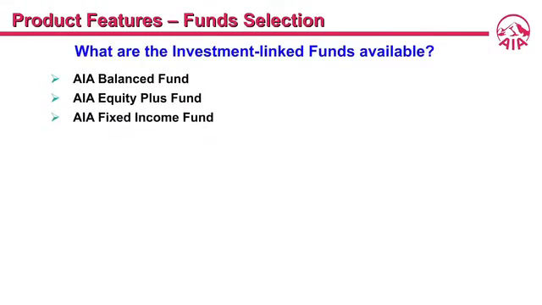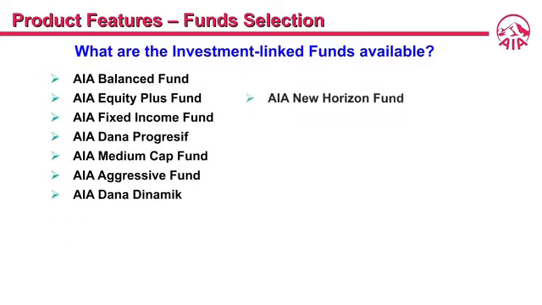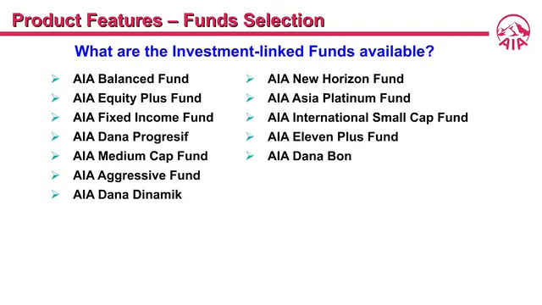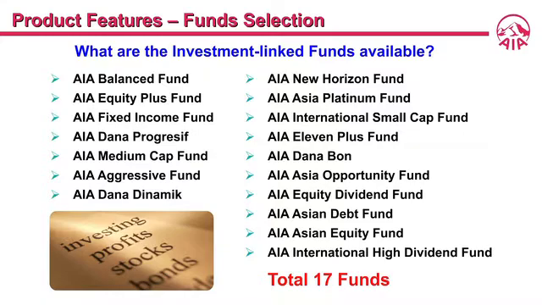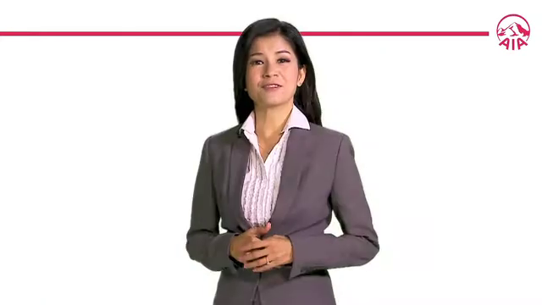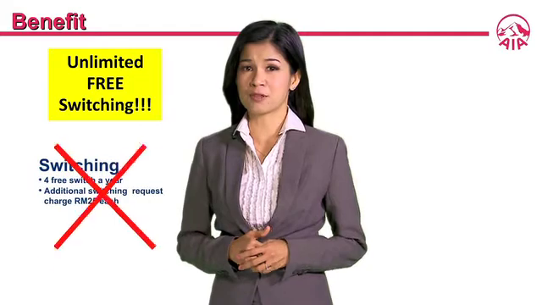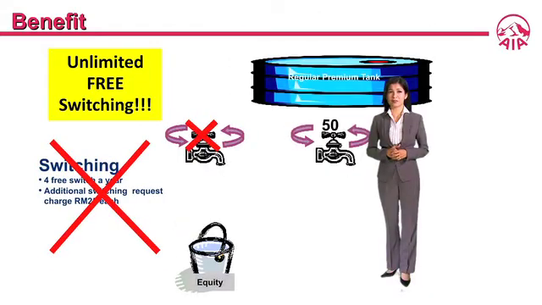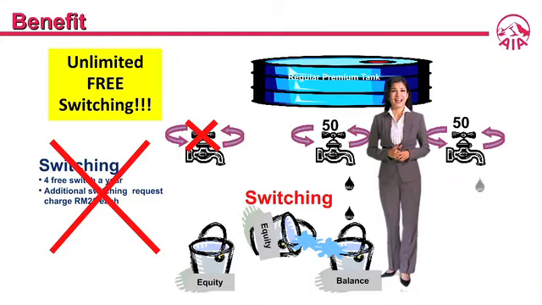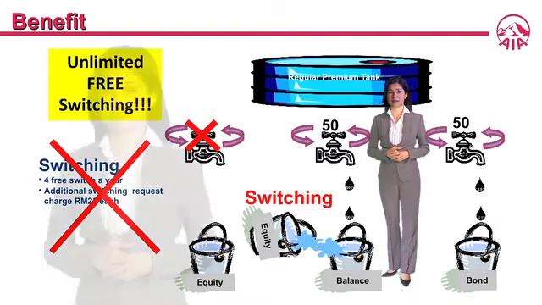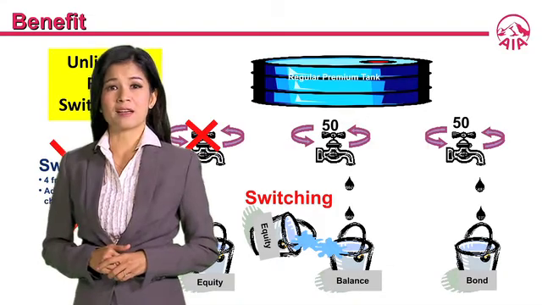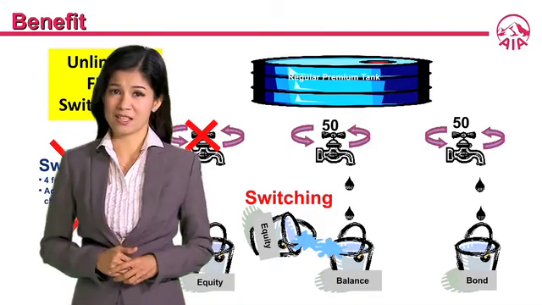What are the investment-linked funds available at this moment? We have a total of 17 funds ranging from the high-risk, high-return fund to the low-risk, low-return fund. We also have local funds as well as international funds for the policy owner to choose. After choosing the fund, the policy owner still has the option to switch the funds around by utilizing the fund switching option. There will be no switching fee charged. Please take note that every switch done must be in multiples of 5%. For example, switch 50% of units in equity fund to balance fund.